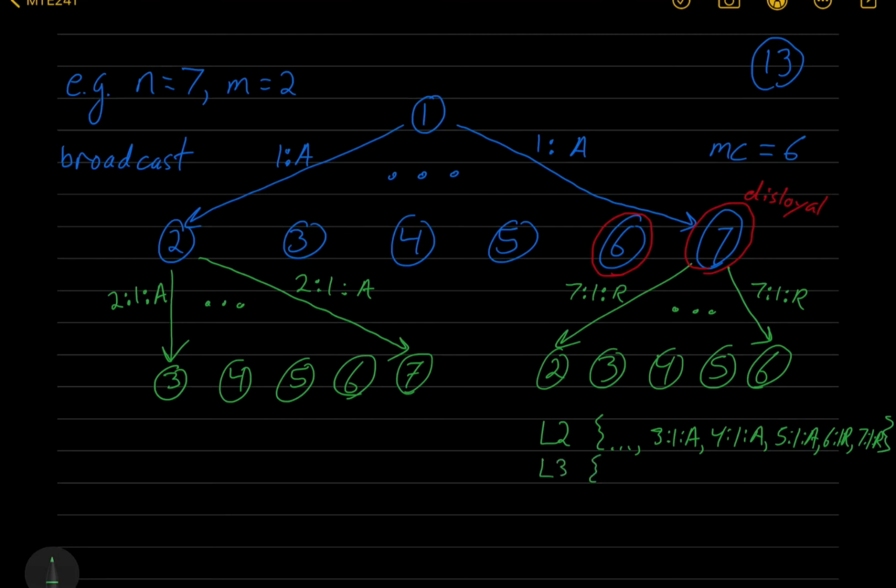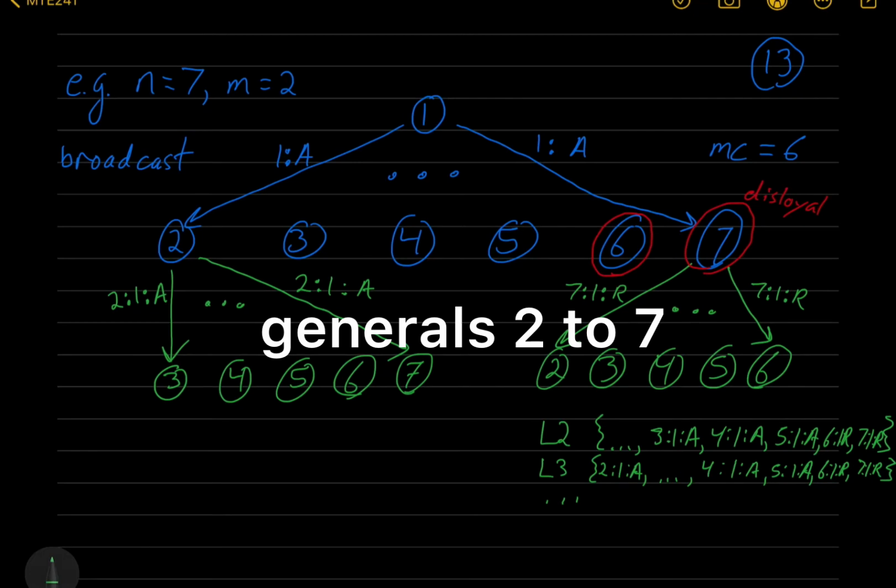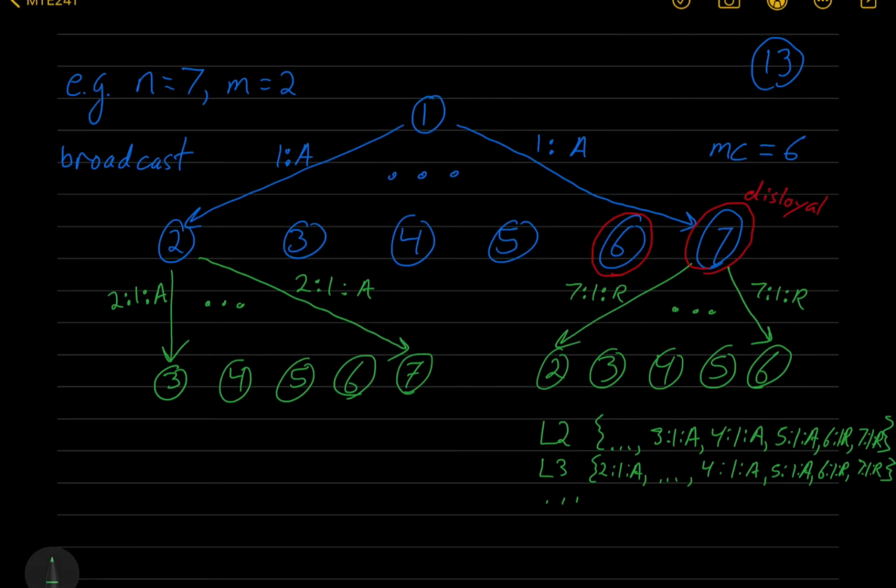Lieutenant 3 will have heard from Lieutenant 2 to attack. It won't send itself a message. It will have heard from 4 the same thing that 2 did, so we can copy the rest of this row. Okay, and so generals 2 to 6 will all have the set of messages that they've received. So you've got 6 generals all sending 5 messages and all receiving 5 messages. So the message count in this case is 6 times 5, or 30.